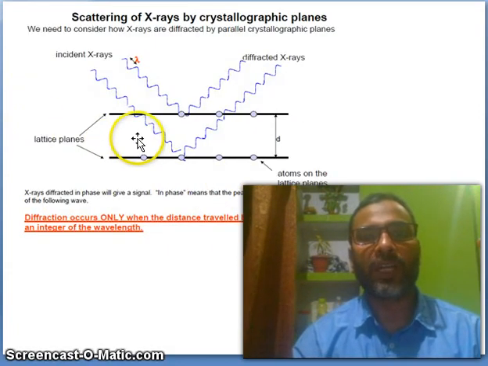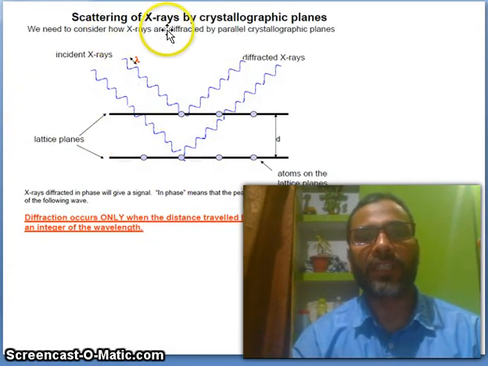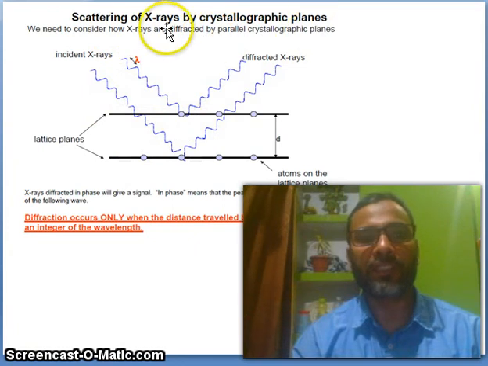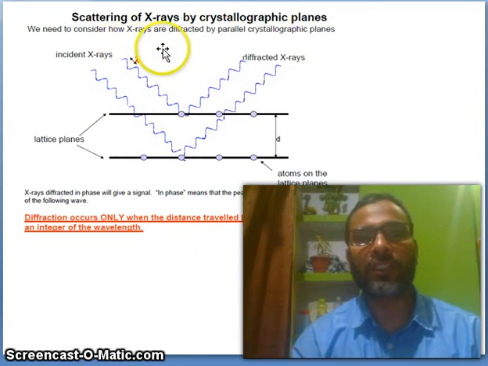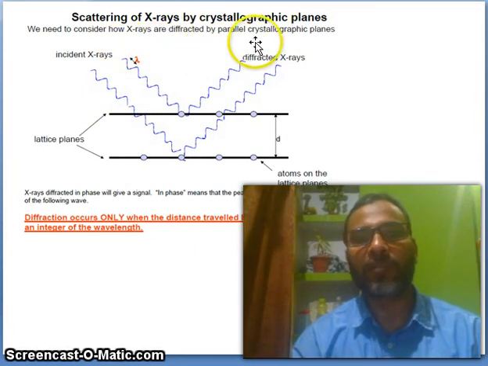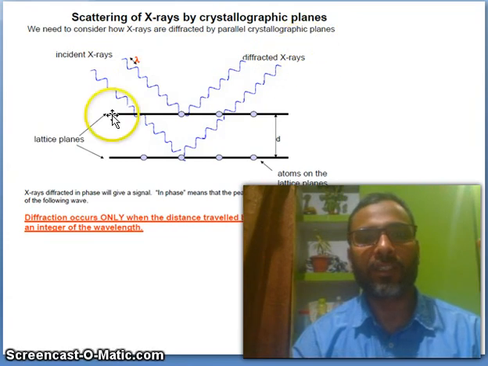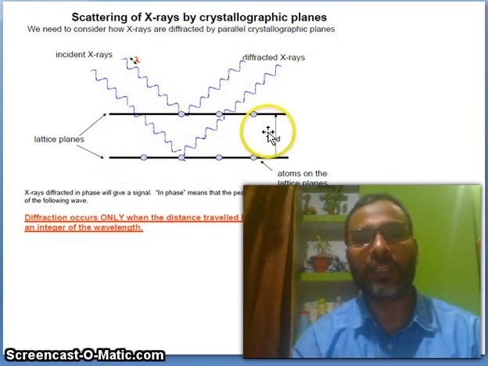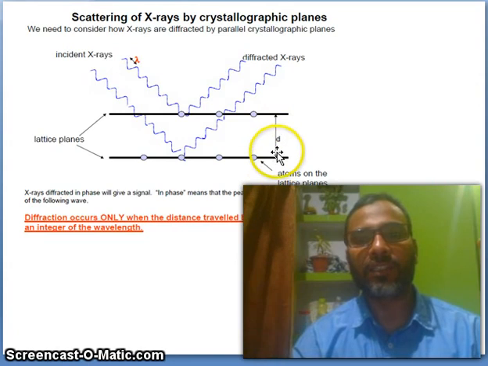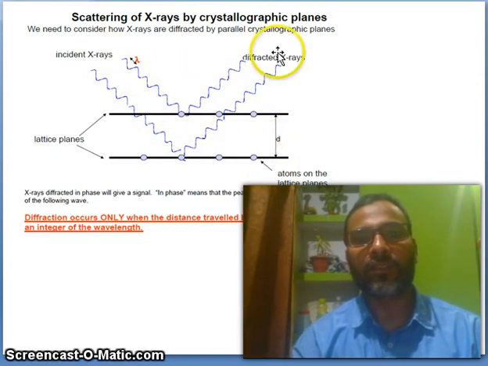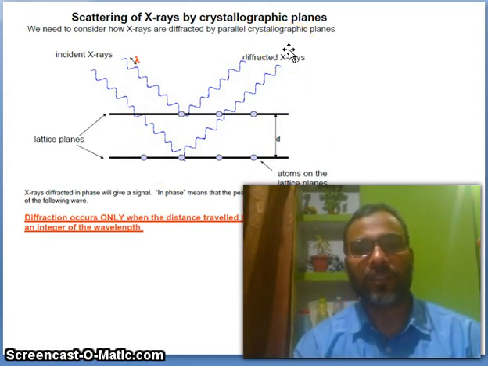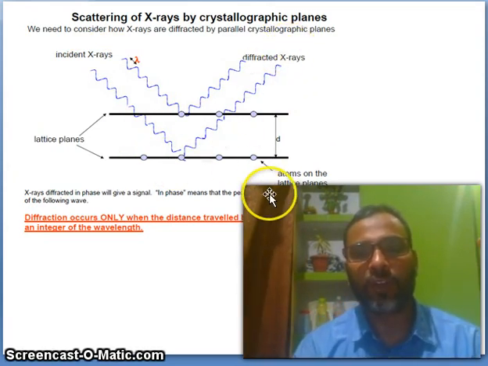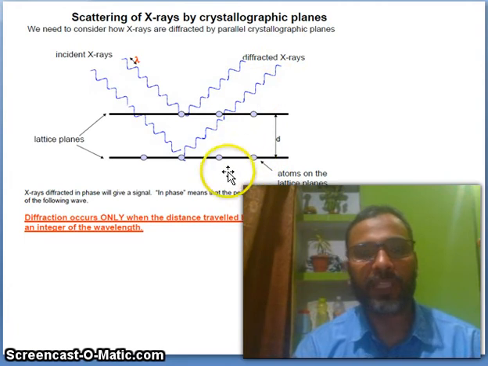Now look at this figure, a scattering of X-ray by crystallographic planes. We need to consider how X-rays are diffracted by parallel crystallographic planes. This is one lattice plane, another lattice plane, at the distance d. Incident X-rays, diffracted X-rays, incident X-rays, diffracted X-rays. So atoms on the lattice plane.